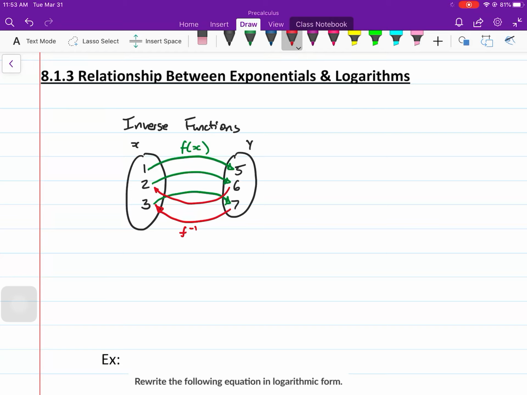It just takes those same values and maps them back the other way. So really, what does it do? It just switches x and y. So let's just say you have the ordered pair (7, 3). Then the inverse would be (3, 7).